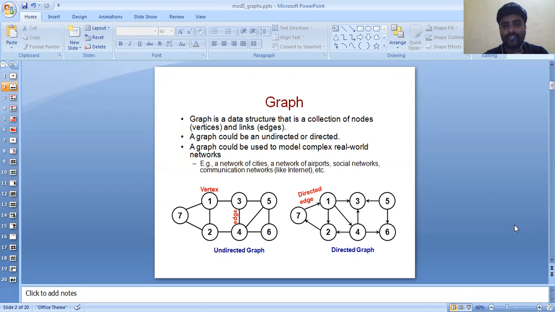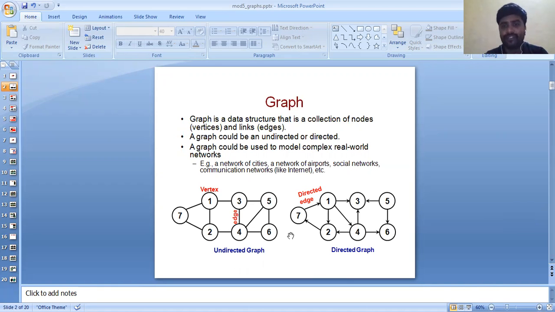The present slide shows two types of graph, two types of figures. One is the undirected graph and the other is the directed graph. Here is the undirected graph; the red color shows the vertex and edge. And the directed graph shows the directed edge. So the question here is, what is the exact meaning of a graph?